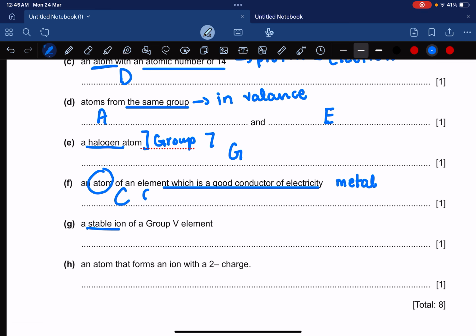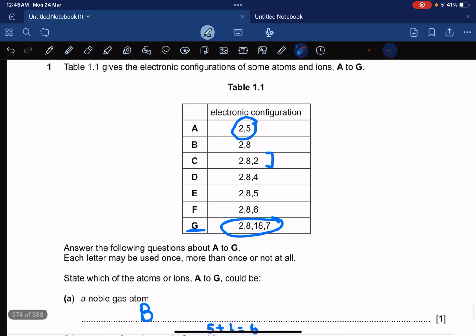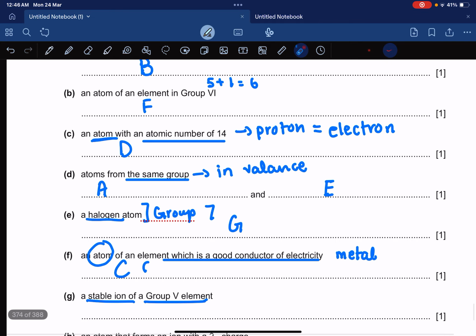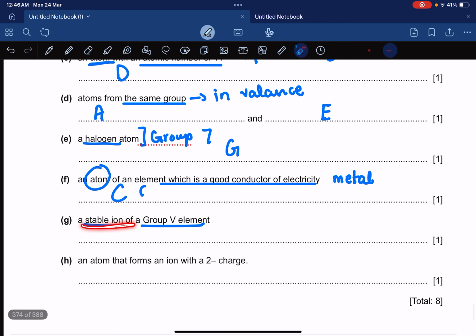Achha, a stable ion of a group V element. Now this might seem a bit confusing, but what they're talking about here is group 5, which might confuse you and make you think it's going to be either A or E with 5 electrons in the valence shell. But what they're talking about is not the atom. They're talking about a stable ion. A stable ion means that it has stable, BLE.